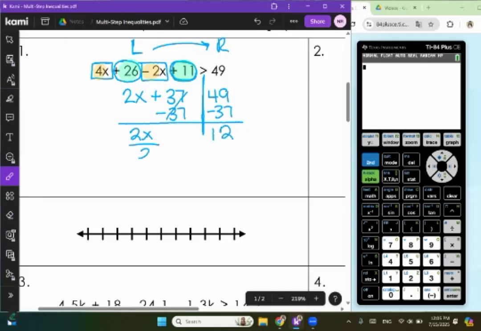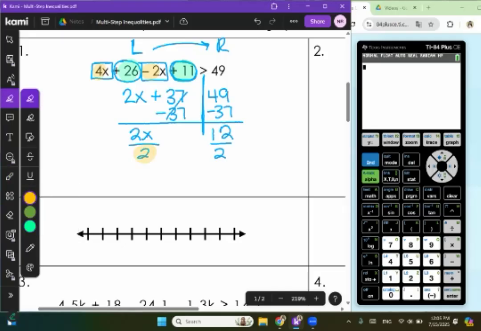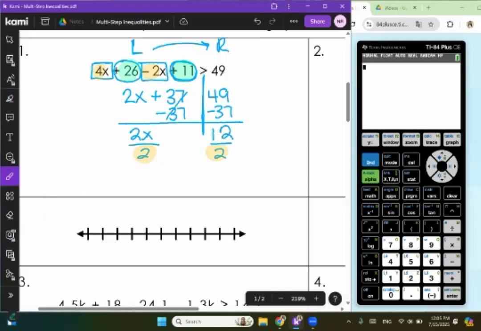And the last step is to divide. When you divide, don't forget you need to be on high alert because you need to know if you need to flip the sign. The number that is moving across is not a negative number, so we leave the sign alone. 12 divided by 2 is 6. So I'm going to put a 6 on my number line with an open circle. And we are going to shade to the right. Pointing to the right, shade to the right.